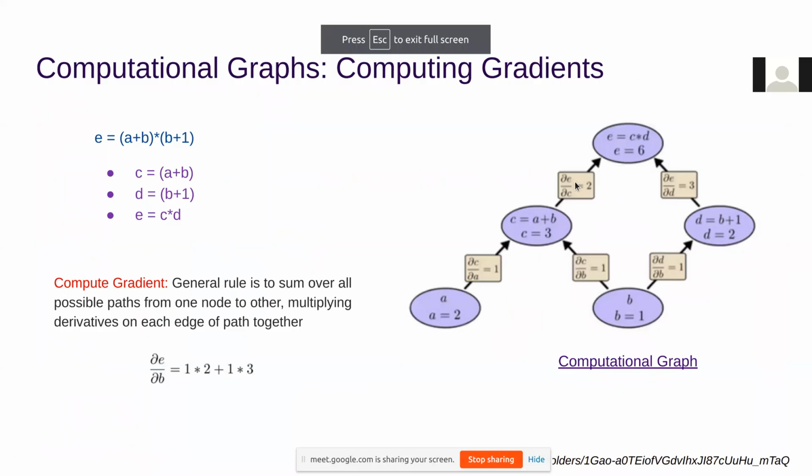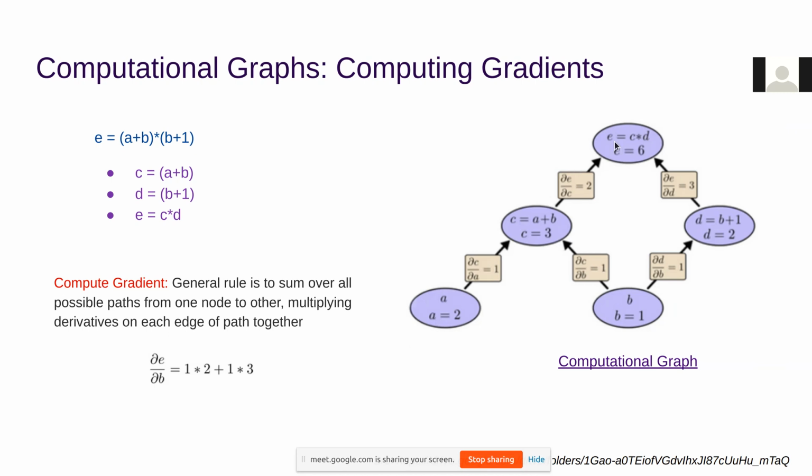Okay, so now we are supposed to merge these gradients computed per edge to get the gradient of E with respect to A and with respect to B. So how will we do that? The general rule is that if you have to compute the gradient of E with respect to A, reach the node E starting from A by all possible paths, and across each path multiply the gradients and sum it over all the possible paths from A to E.